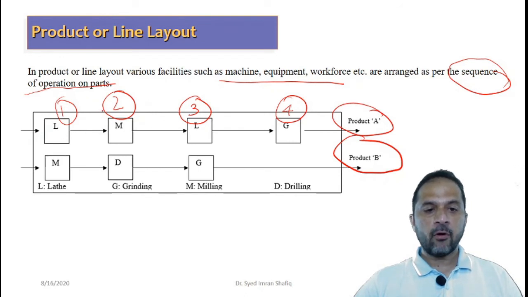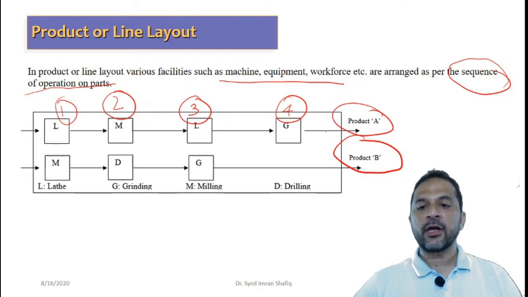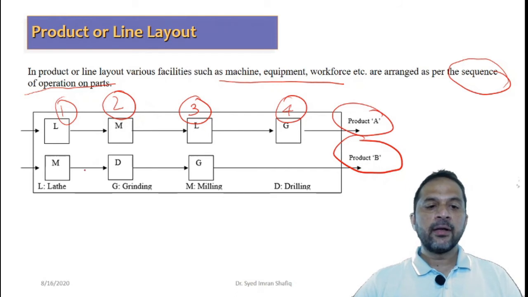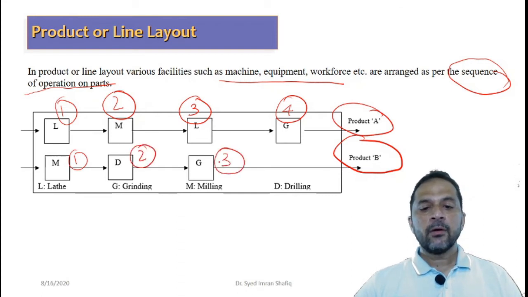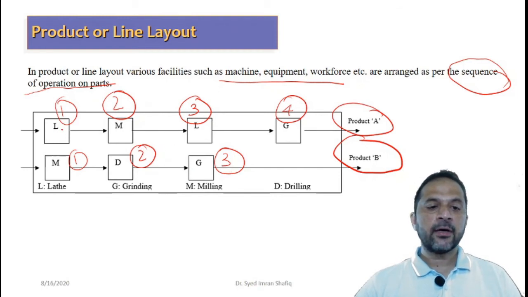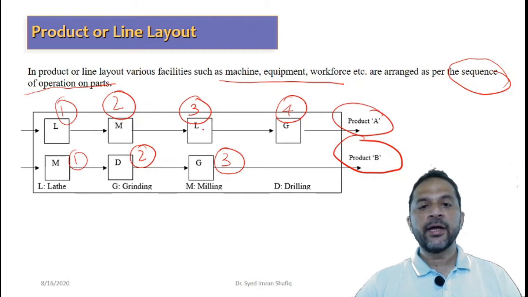So this line or this arrangement is for product A only. You can't do a process or operation of product B on this line. And similarly, there is another product B, in that the first operation is done on the milling, the second one is done on the drilling, and the third one is on the grinding. So for product B you have to have a separate arrangement of machines. If you need a duplication, for example, here a lathe machine is required and here another lathe machine is required, so you have to duplicate that resource.